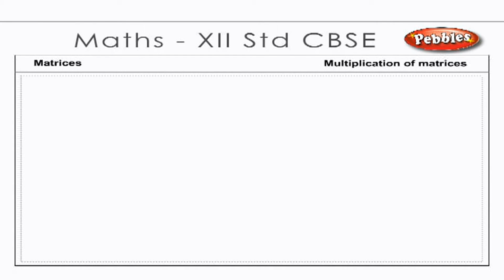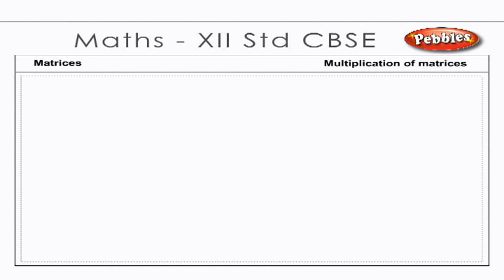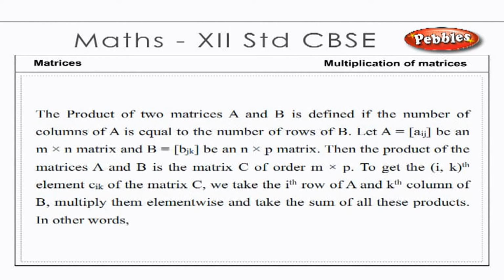Multiplication of matrices. For multiplication of two matrices A and B, the number of columns in A should be equal to the number of rows in B. Furthermore, for getting the elements of the product matrix, we take rows of A and columns of B, multiply them element-wise, and take the sum. The product of two matrices A and B is defined if the number of columns of A is equal to the number of rows of B.